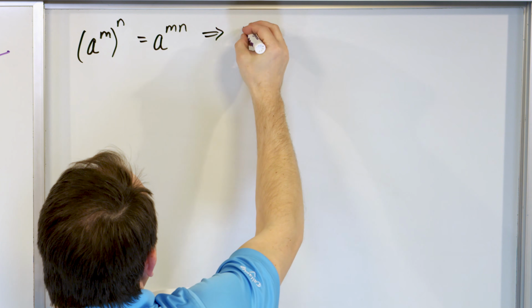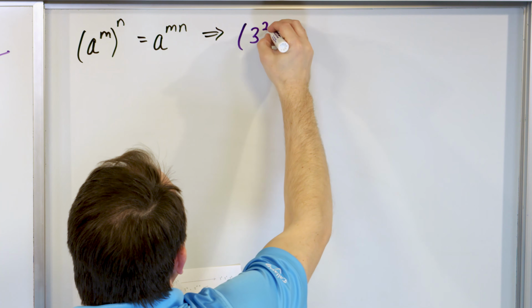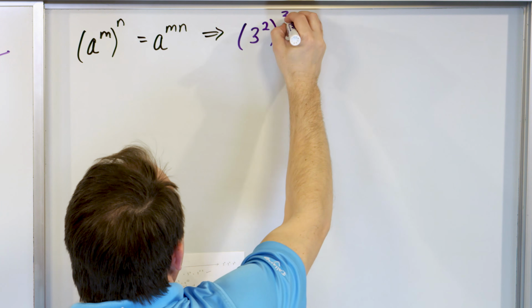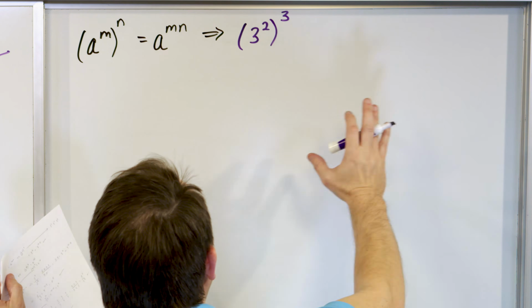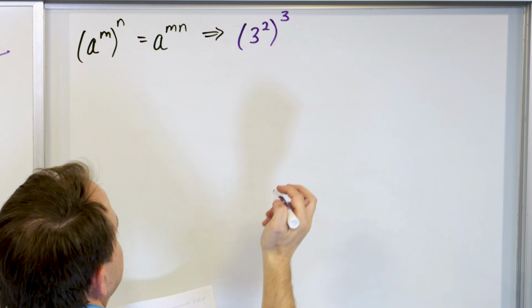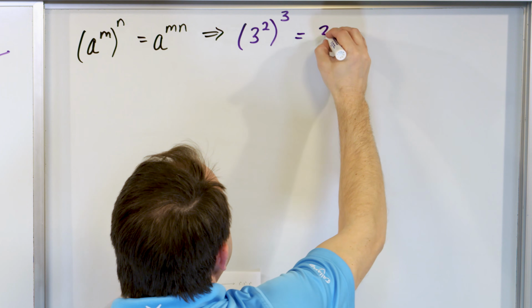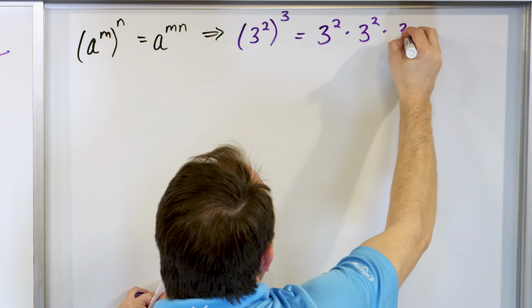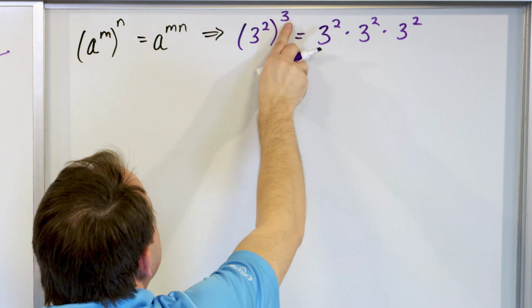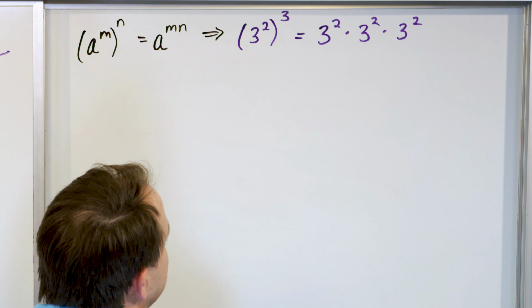So on the inside, let's say, I'm using 3 a lot, 3 to the power of 2, and I'm going to raise that to the power of 3. If you didn't know anything about this rule, what would the answer be? Well, what this means is 3 squared times 3 squared times 3 squared. Why? Because it's raised to the 3rd power, so whatever is in here gets multiplied by itself 3 times. All right?